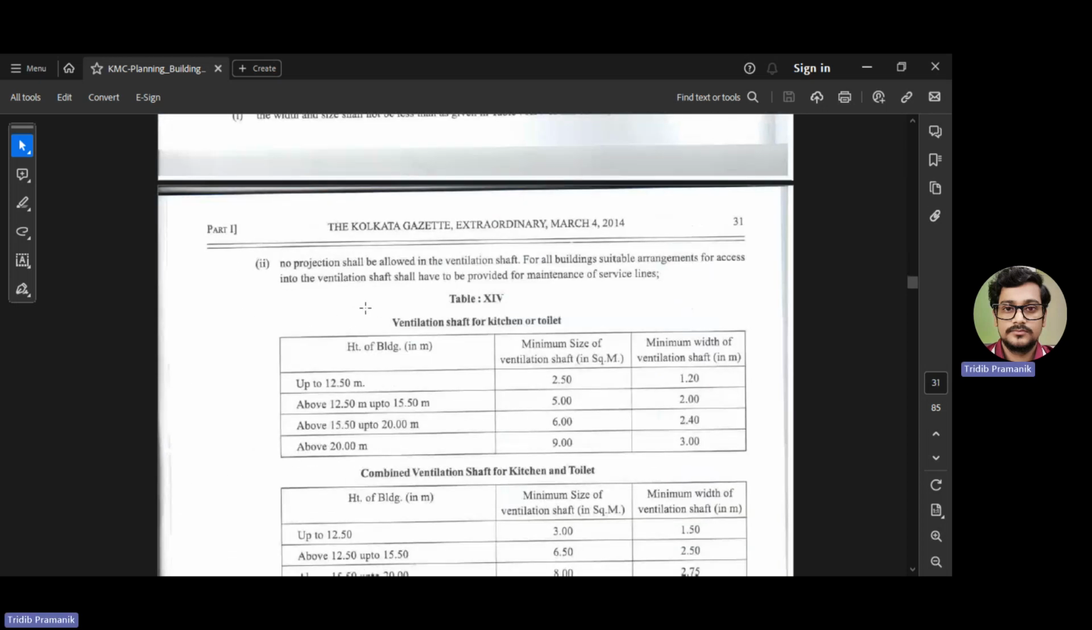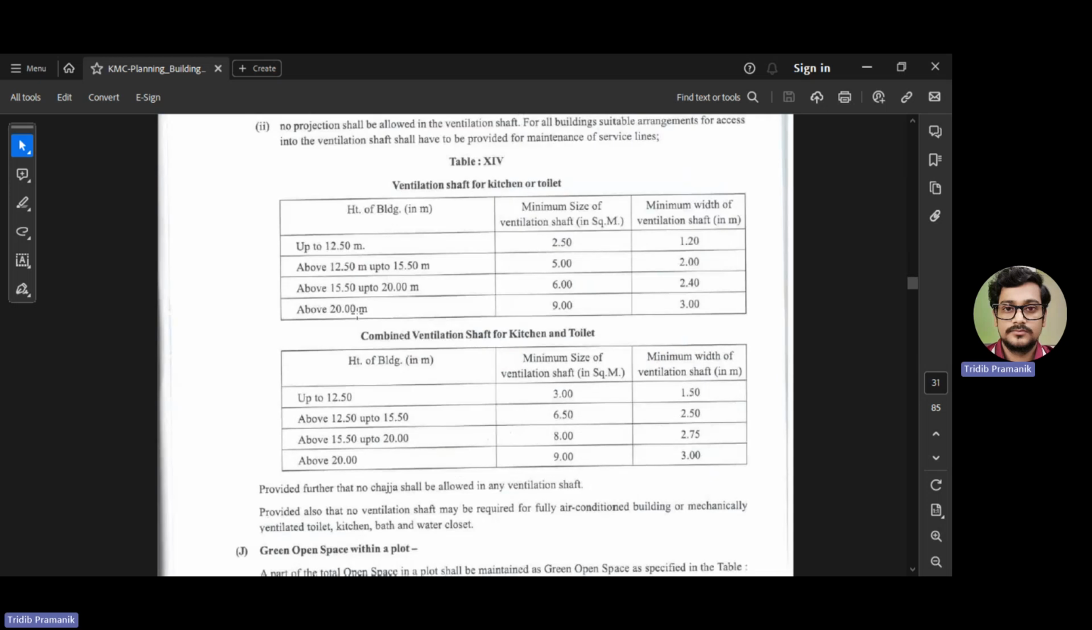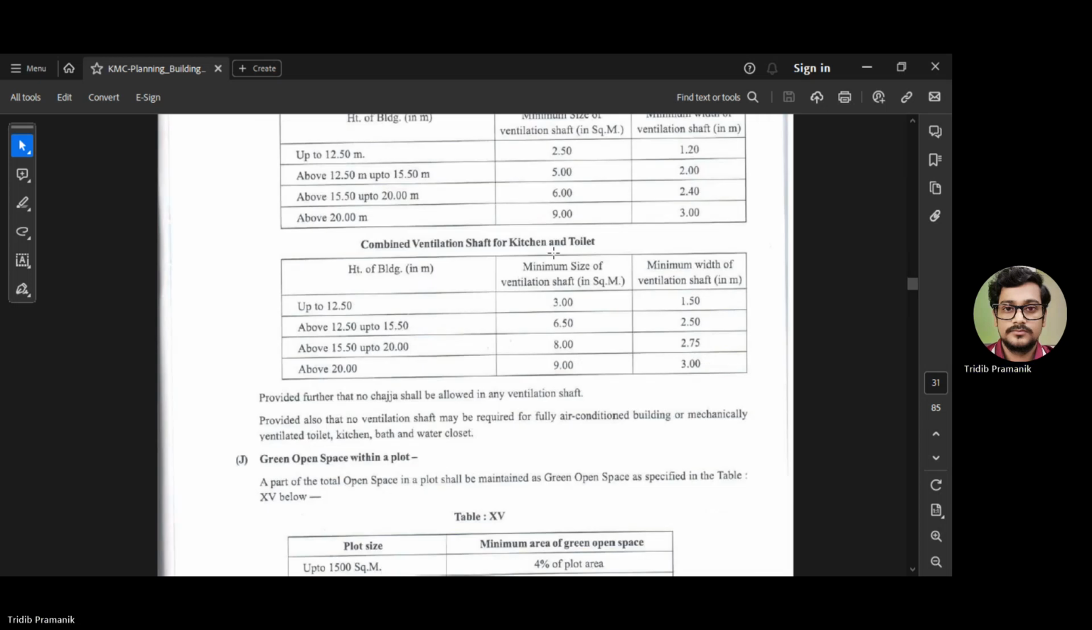Now we will move to the other thing, that is ventilation shaft. Now for different heights, for different building, we see how much ventilation shaft and the size of the ventilation shaft we have to provide.